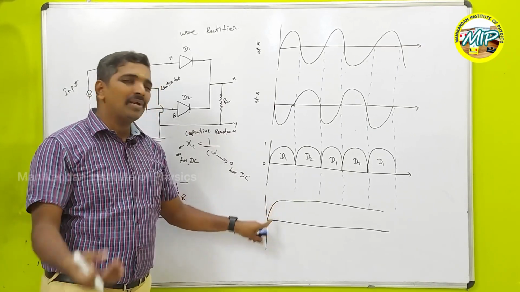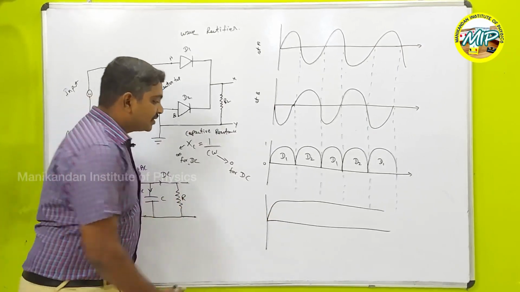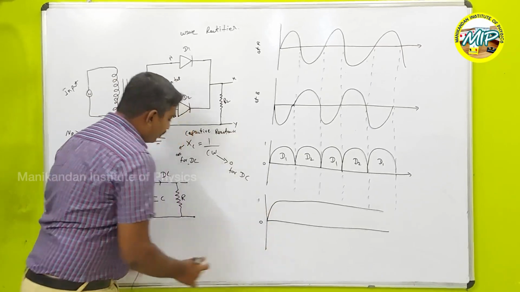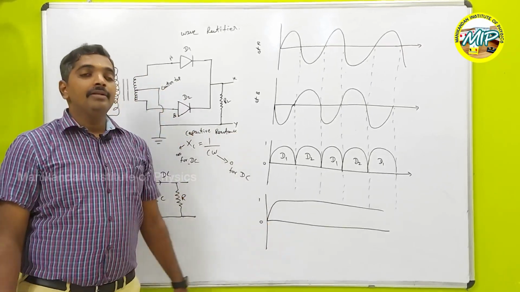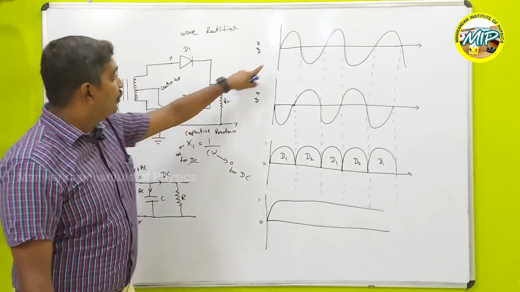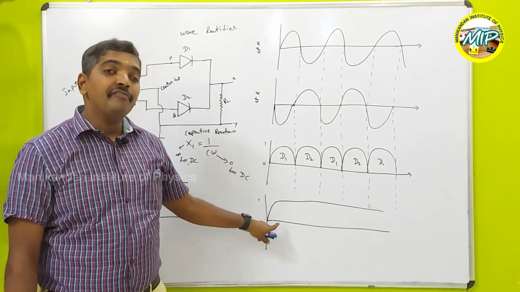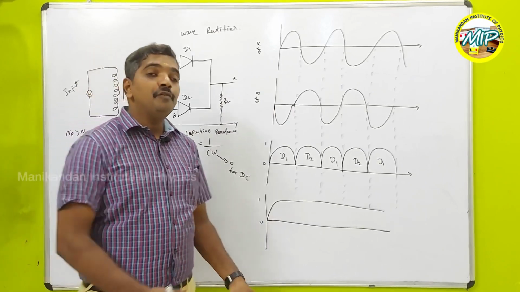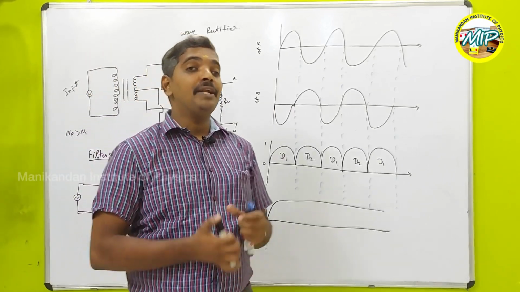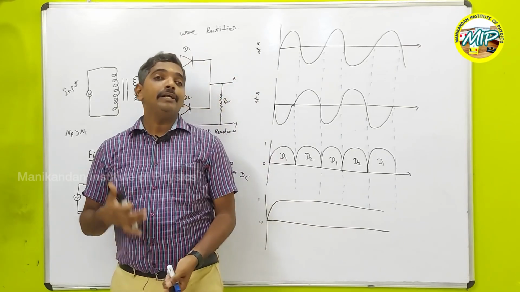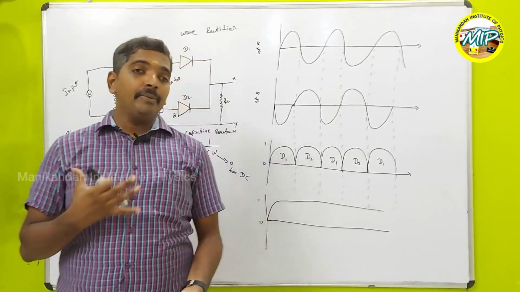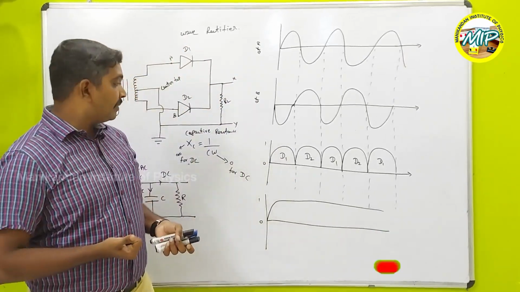This is only for some nanoseconds. So my final output from here I can get this. So my full wave is completely rectified here, and then further I am getting my filter circuit from here. So my alternating current is now completely converted into direct current. This is a very important application. So I just stop at this point.